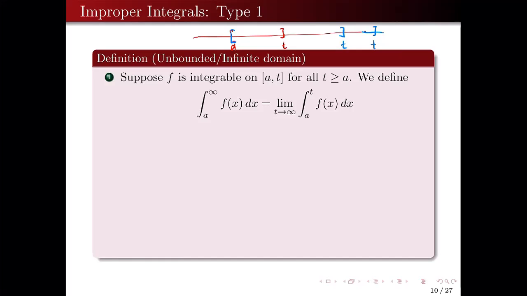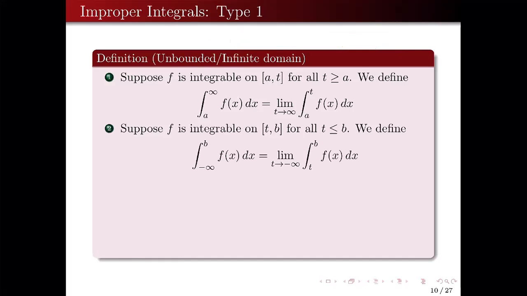So for this case, we define this improper integral here. The improper integral of f of x dx from a up to plus infinity is equal to the limit as t goes to plus infinity of the definite integral of f of x dx from a to t. So again, the improper integral of f of x dx from a to plus infinity is equal to the limit as t approaches infinity of the definite integral of f of x dx from a up to t, provided that the limit exists.